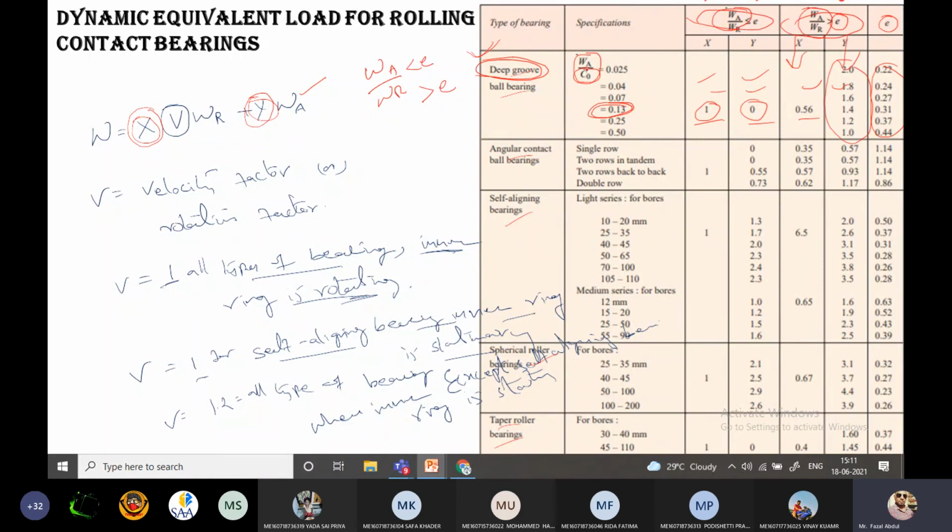In both cases we need to calculate this separately. After getting these two values, suppose we get greater than E, so we select this column. Now after getting this, again we need to calculate WA by C naught. Suppose we get this value, then the X value is 0.56 and the Y value is 1.4.